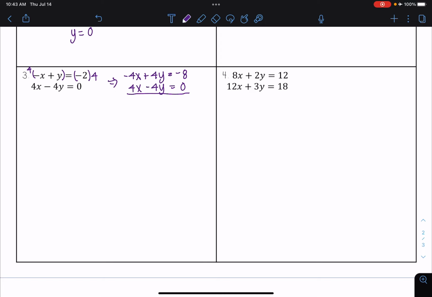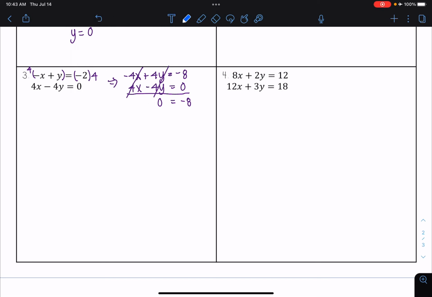And now we see something different happens here. I see that my x's cancel because negative 4x plus 4x is 0. I see my y's also cancel because 4y minus 4y is also 0. So I end up with 0 on the left-hand side is equal to negative 8 plus 0, which is negative 8.